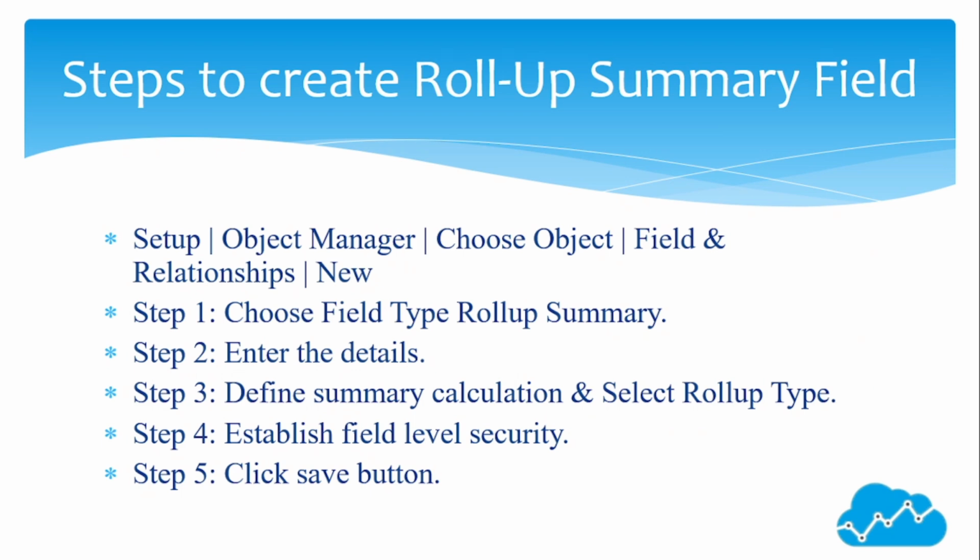Steps to create a roll-up summary field: Setup, Object Manager, choose object, Fields and Relationships, New. Step 1, choose field type, roll-up summary. Step 2, enter the details. Step 3, define the summary calculation and select the roll-up type. Done. Step 4, establish field-level security. Step 5, click the save button.